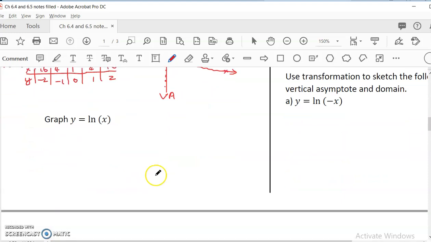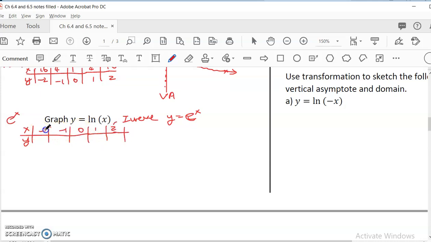Okay. What about the last one, ln x? What is the inverse? The inverse is y equals e to the x, right? To graph e to the x, we still use 0, 1, 2, -1, -2. So e to the 0 is 1. e to the 1 is 2.7 because that's what it is. e squared, I think, is 7 point something.